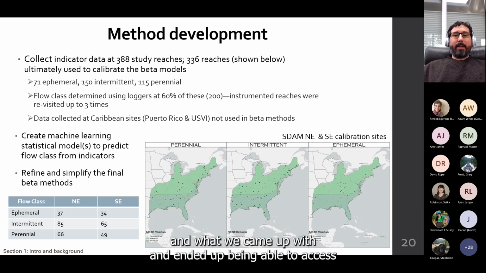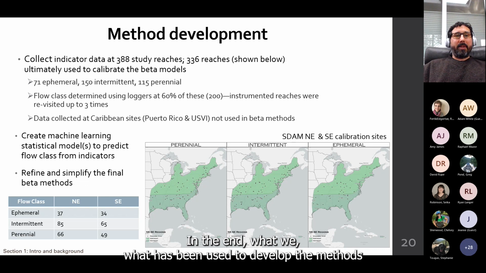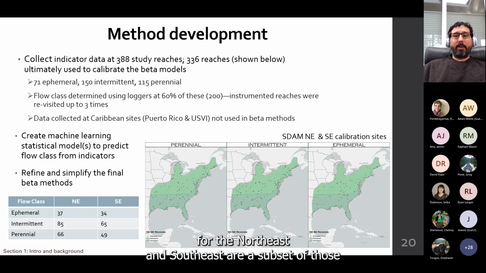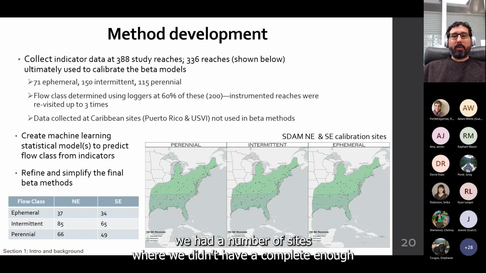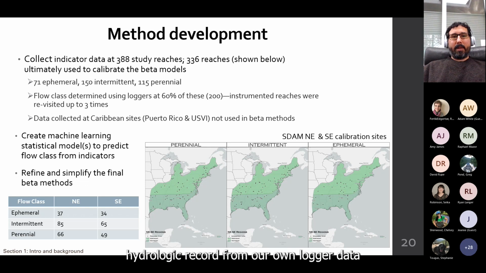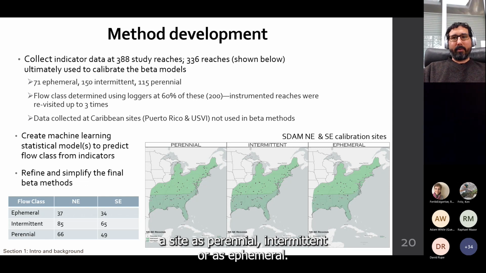And what we came up with and ended up being able to access and sample was 388 study reaches across the Northeast and Southeast. In the end, what has been used to develop the methods for the Northeast and Southeast are a subset of those. 336 sites are actually used in method development. That's because we had a number of sites where we didn't have a complete enough hydrologic record from our own logger data or other sources in which we could confidently classify a site as perennial, intermittent, or ephemeral.